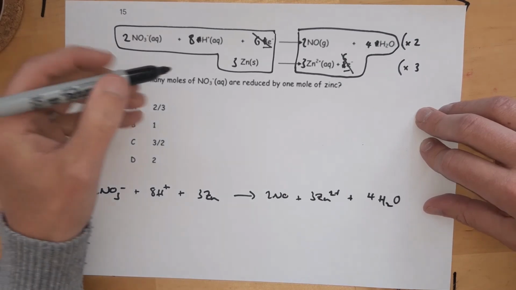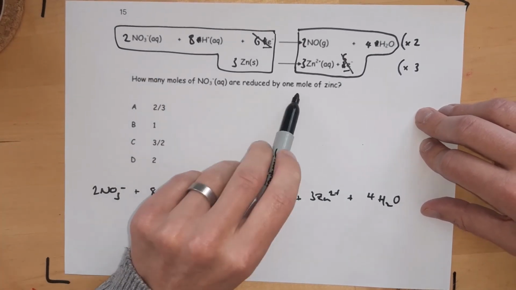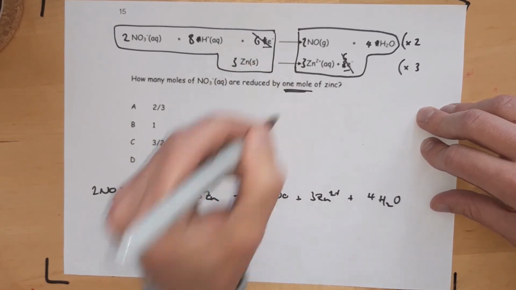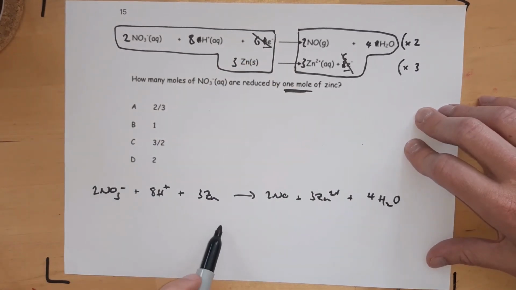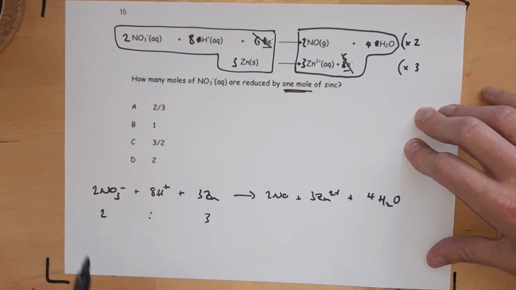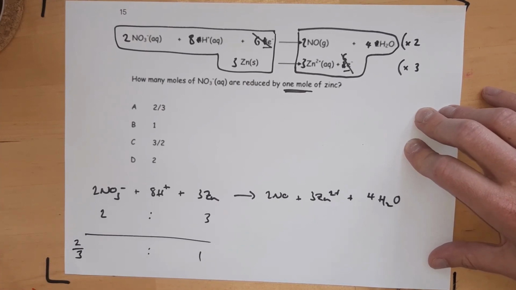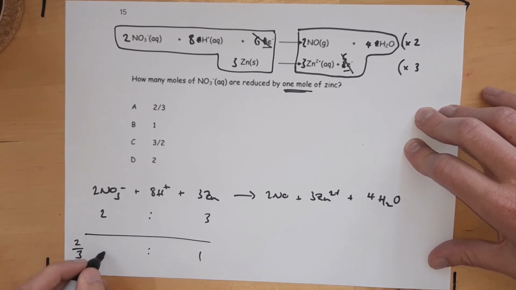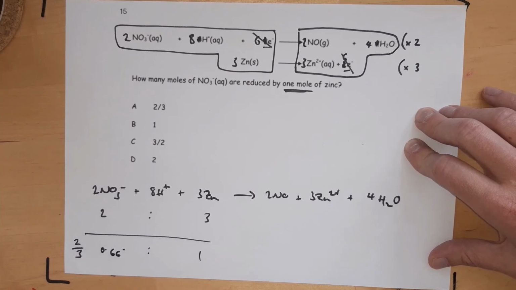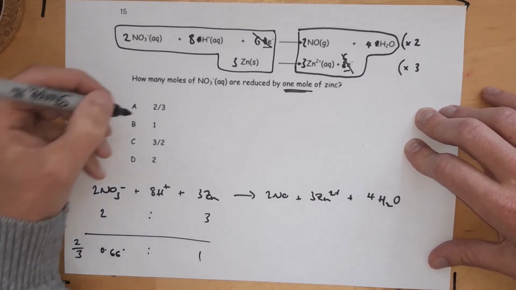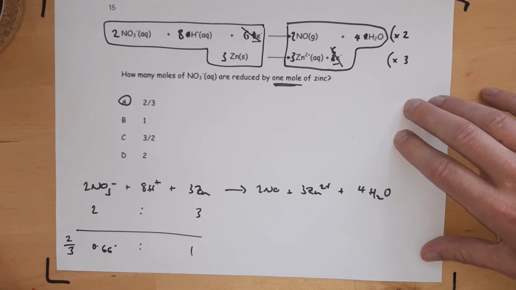How many moles of NO3 minus are reduced by 1 mole of zinc? Right, so it's that 1 mole there. Let's have a look at our ratio at the minute. Our ratio is 3 moles of this, 2 moles over here, but we only want 1 mole. So we do 2 over 3. Our ratio is 2 to 3, so it would be 0.66 recurring to 1, or in other words, 2/3. So our answer therefore is A.